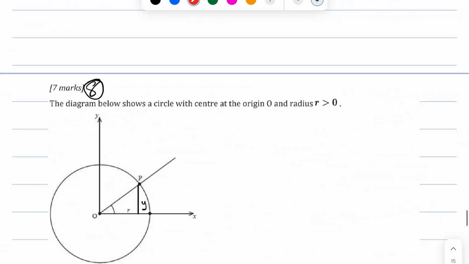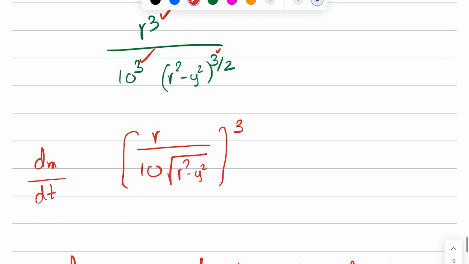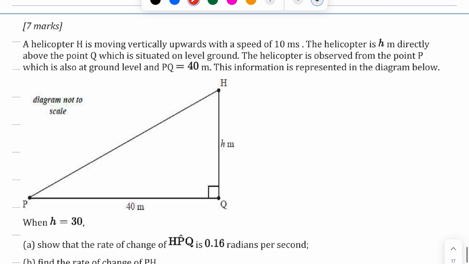That's question number 8. Now coming to question number 9. A helicopter H is moving vertically upwards with a speed of 10 meters per second. So dH/dt equals 10 meters per second.